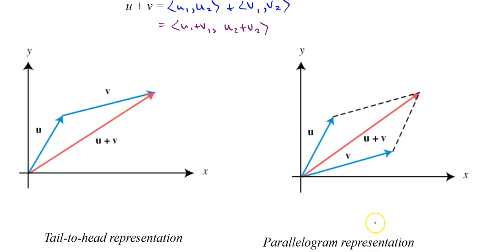The other representation is called the parallelogram representation. Here we keep both of the vectors in standard position so that their initial point is at the origin. Then we draw in the two parallel vectors. This one is parallel to v and this one is parallel to u. We've got this parallelogram, and this diagonal of the parallelogram is also the resultant vector. They're essentially the same thing, you're just looking at the visualization differently.